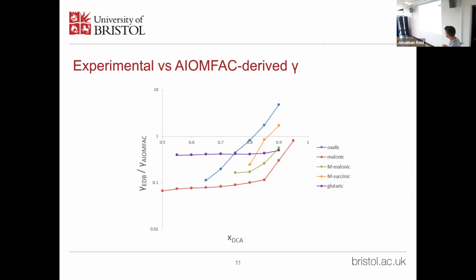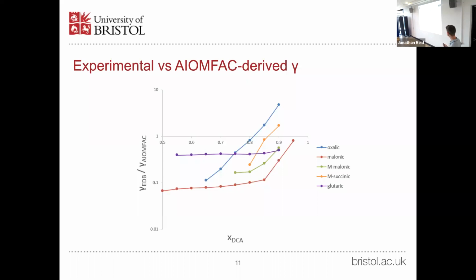And then I thought I would compare my results to an activity coefficient estimator. So AMFAC is a model which estimates the activity coefficient. So it's estimating what it thinks compound A will interact with compound B. And what I've done here is I've taken my data and divided it by the activity coefficient from the AMFAC model. And you can see that the AMFAC model underpredicts pretty much for every single compound at every single composition. Apart from the even number dicarboxylic acids, which the trend is very, very different. So from this, we can see that AMFAC has not picked up on the even odd dependence that I'm seeing in my data. Otherwise, we would have the same trend for all.